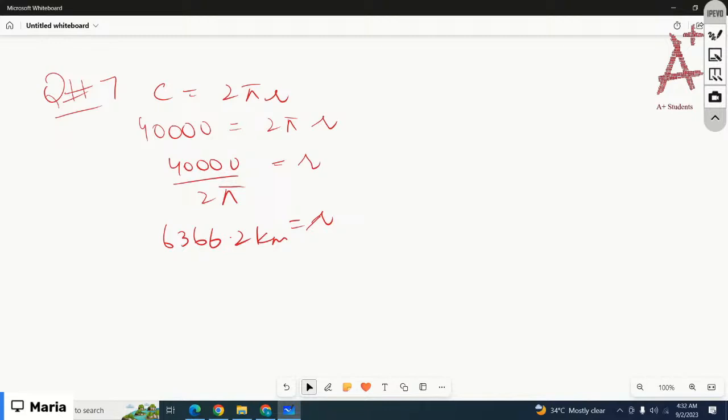We need to find the surface area of the sphere, so it would be A equals 4 pi r square, right? So your r is 6,366.2. So it would be 4 times pi times 6,366.2 square. Let me just calculate the value.